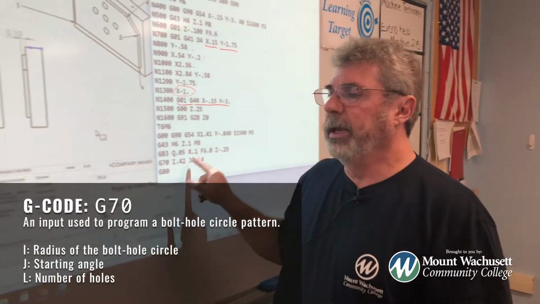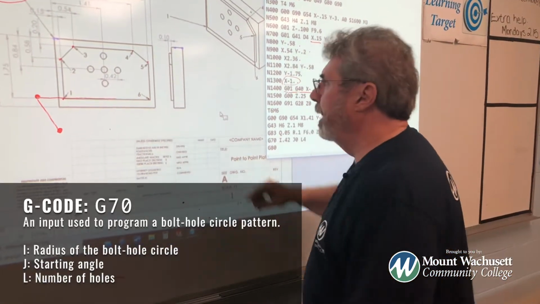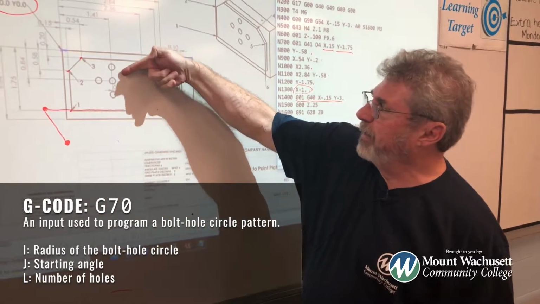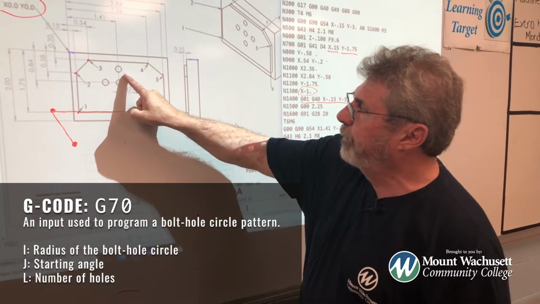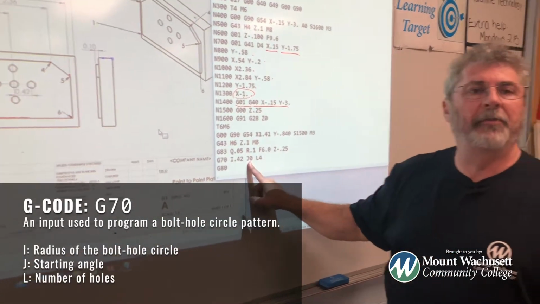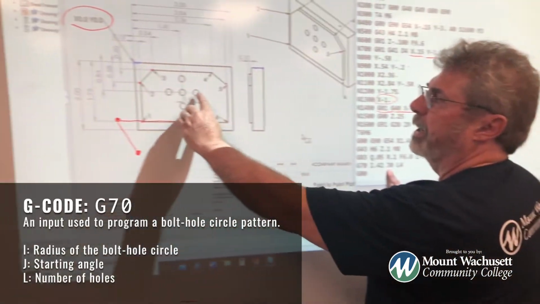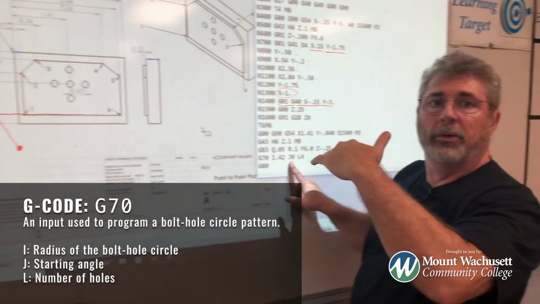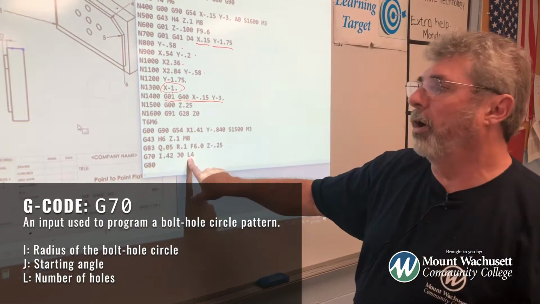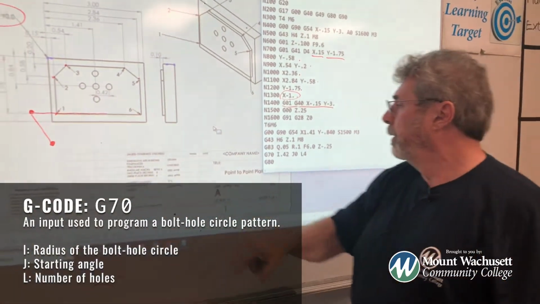J means where is my start angle? I could actually start at this point up here, which is roughly, let's say 45 degrees, so my start angle would be 45. So I would say J45, but for this program right here, I said J0 because 0 is always 3 o'clock, or 3 o'clock is always 0. 4 is the number of holes in your bolt hole circle.